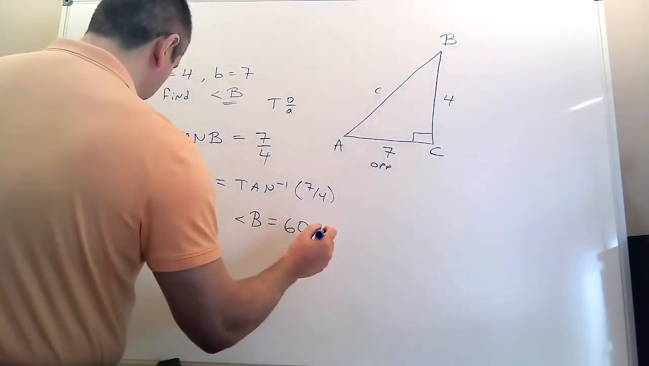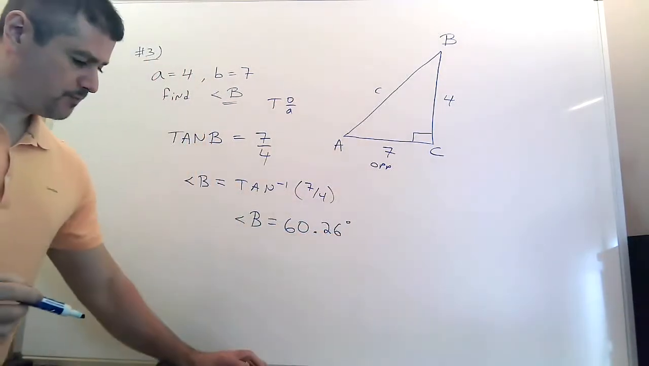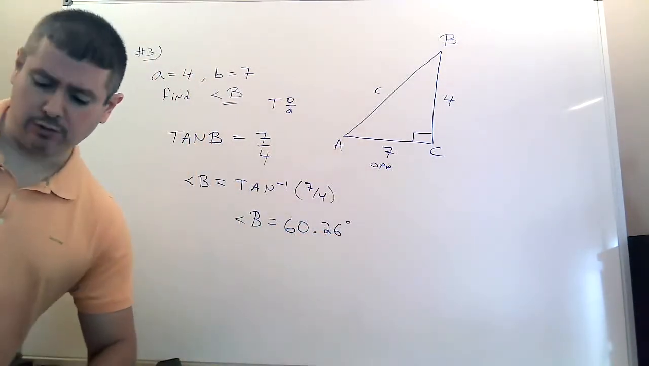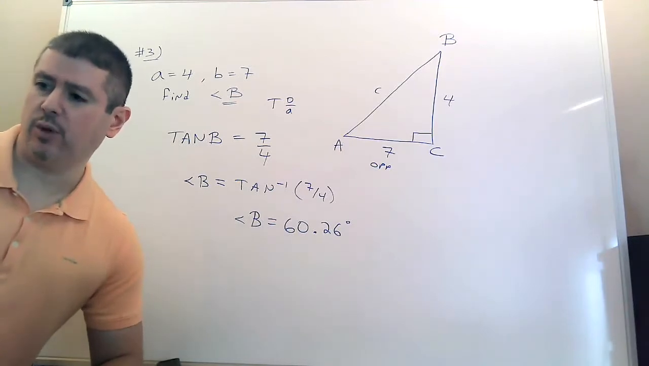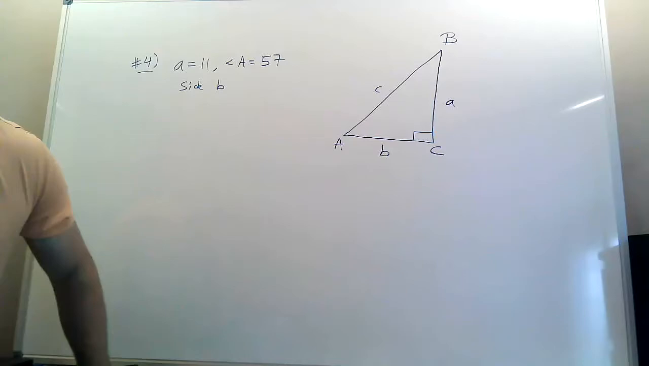Usually when I do the angles, I usually go to 2 places. Sides, I usually do 1 place. All right, so that's number 3. I'm going to try to bang out 4, 5, and 6.